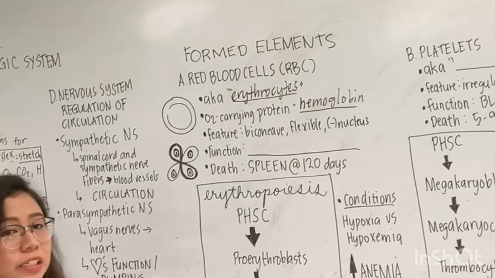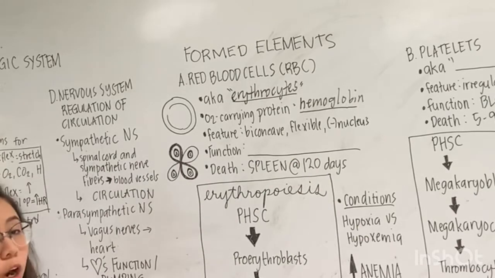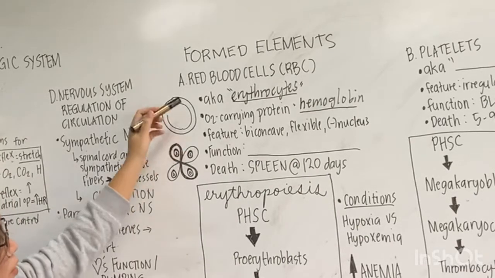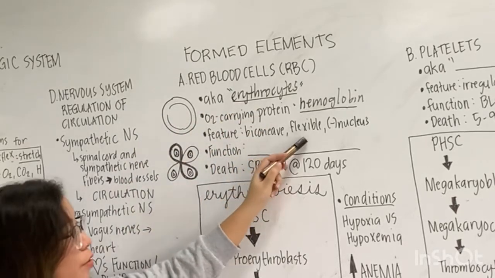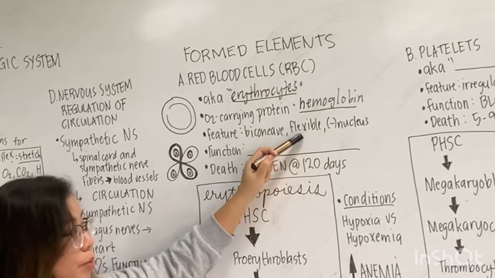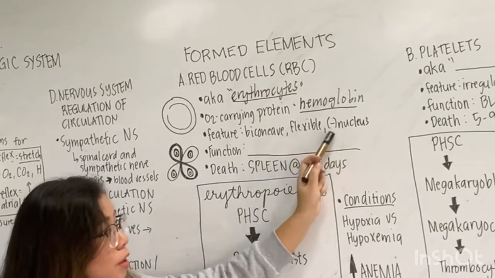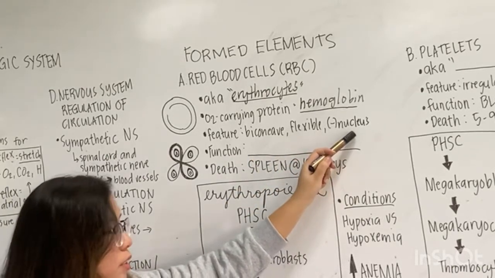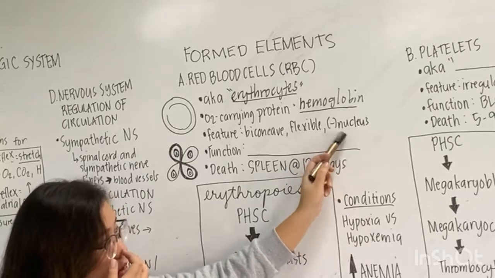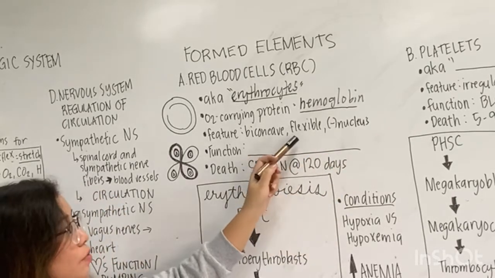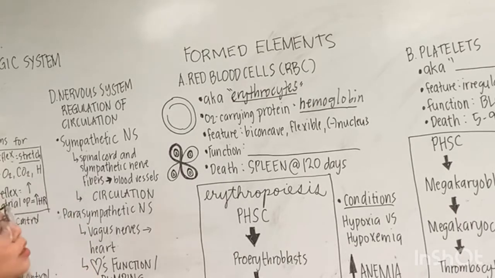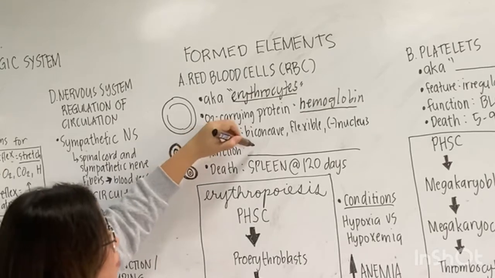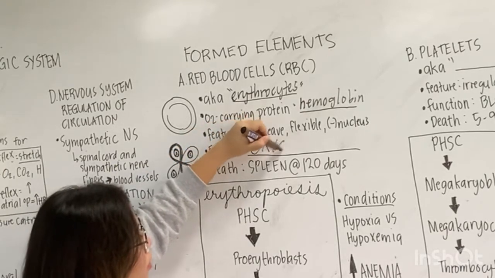It gives the red color to the RBCs. So, the features of a red blood cell: it is biconcave, strong, and has a flexible plasma membrane, and it lacks a nucleus and other organelles. Since it has no nucleus and other organelles, it is very flexible. It can squeeze through small diameters, like the capillaries. So, the main function is basically oxygen transport.